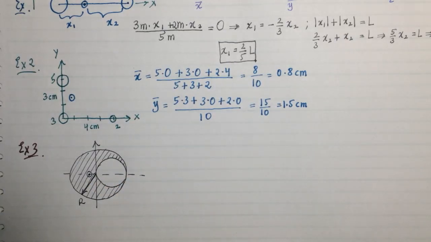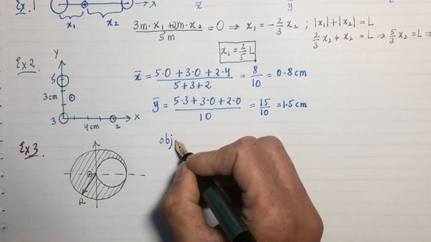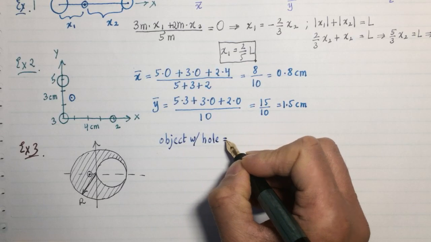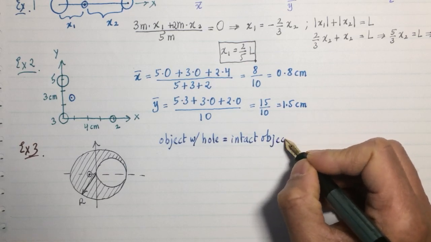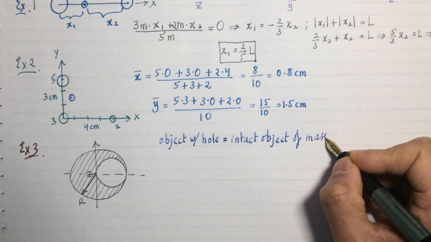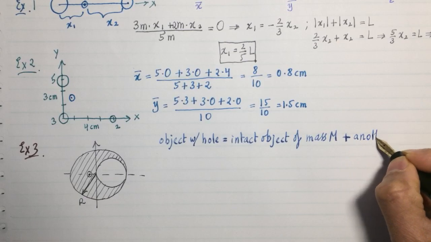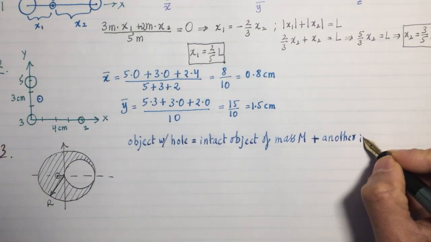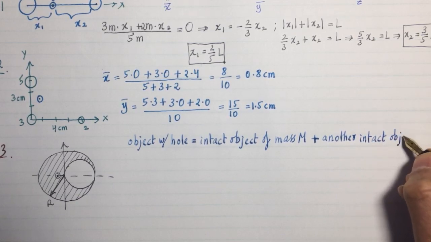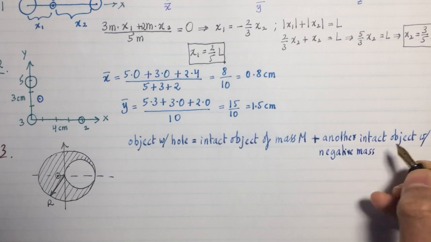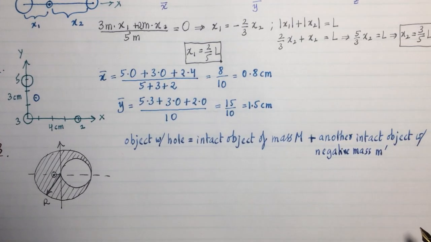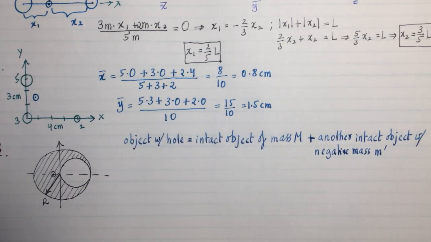So what we're going to do is something that would probably occur to most of you if you stare at this long enough. We're going to say that an object with a hole is equal to an intact object of mass m plus another intact object with negative mass. So it's as though the hole is made of another material with antimatter, and then when it comes in contact with matter, it just poof, evaporates in a big flash of light. We're going to use that basic concept.